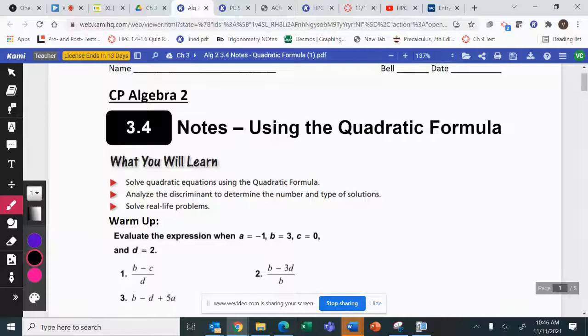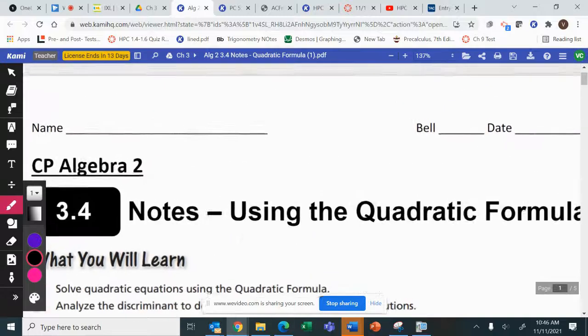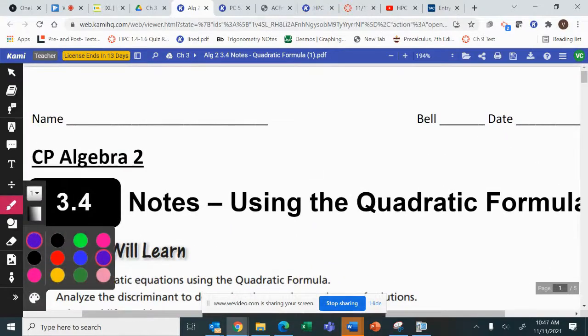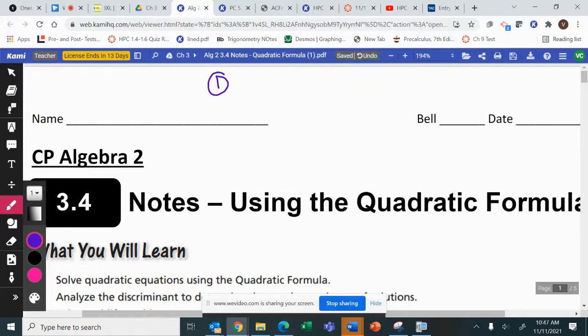Section 3.4 is called the quadratic formula. Yesterday, you had an assignment in which you got to choose which way you were solving equations. And when we were talking about that in class, I actually didn't talk at all about the very first way of solving equations, and that was graphing. So we didn't practice that method yesterday, but that is the first way of solving equations, by graphing.